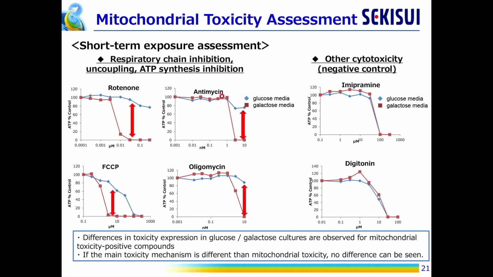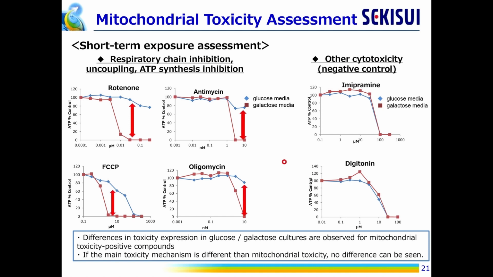We use rotenone and antimycin as respiratory chain inhibitors, FCCP as an uncoupler, and oligomycin as an ATP synthesis inhibitor. After one-day exposure to these compounds, the ATP content was measured. Compounds with galactose medium show stronger toxicity than those with glucose medium.